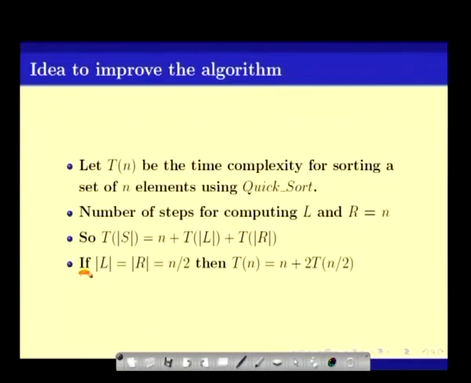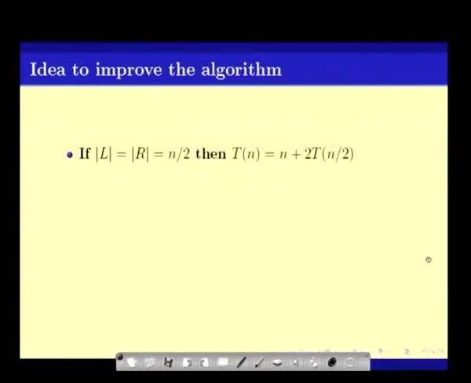Note that this is a very hypothetical if, we still do not have any idea how to get this if, but if somehow somebody could have ensured that the size of the left set and the size of the right set was n over 2, then we would have got T of n equals n plus twice T of n over 2. And in that case, we can just break it up once again, it is n plus 2 times n over 2 plus twice T of n over 4, which is T of n equals 2 n plus 4 times T of n over 4.